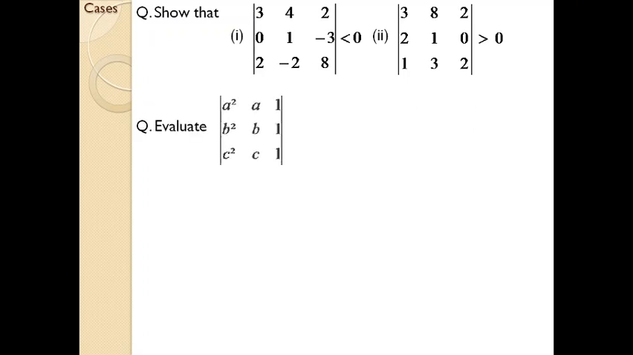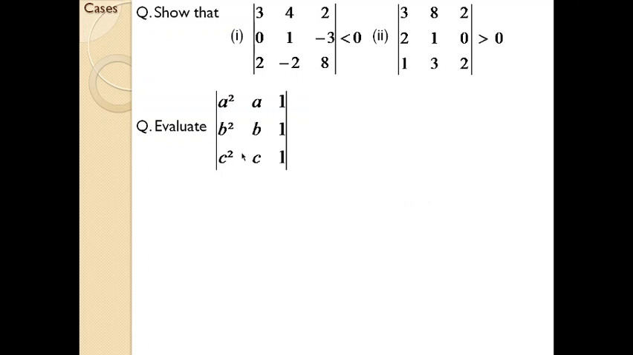Next one, evaluate. A determinant is given. It's a 3 by 3 determinant, and in this case, you are asked to evaluate. Evaluate means you need to find the value of this particular determinant. Determinant value means a single value. It may be 0, it may be a negative number, it may be a positive number, or it may be a set of alphabets. It depends. So try to find the value of this one.